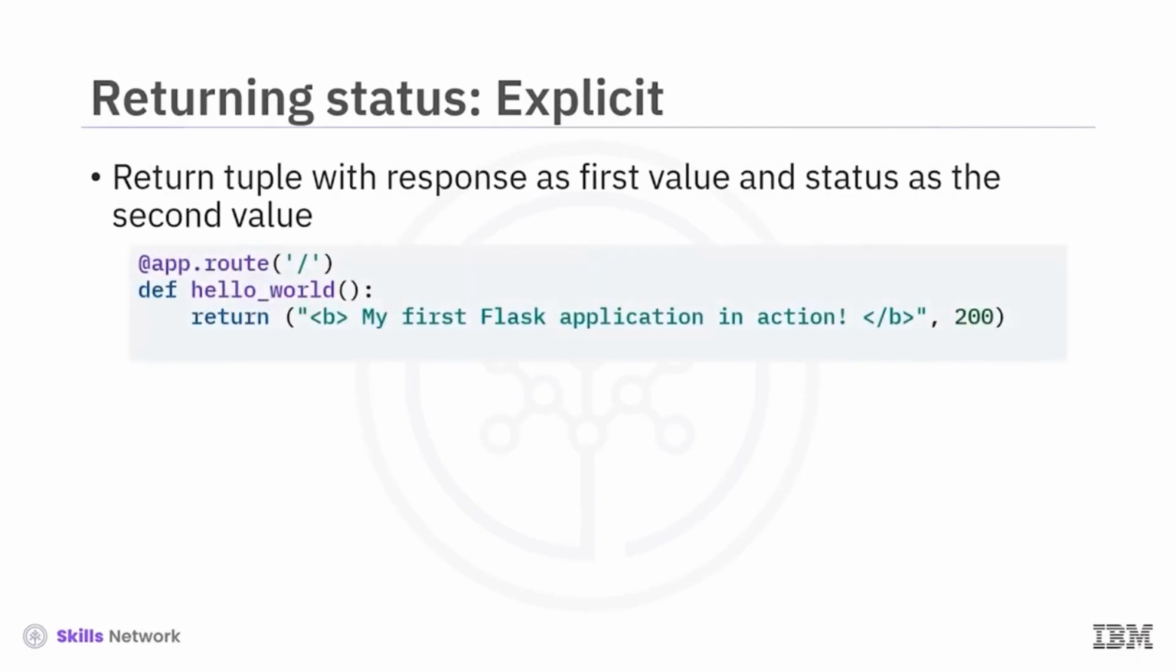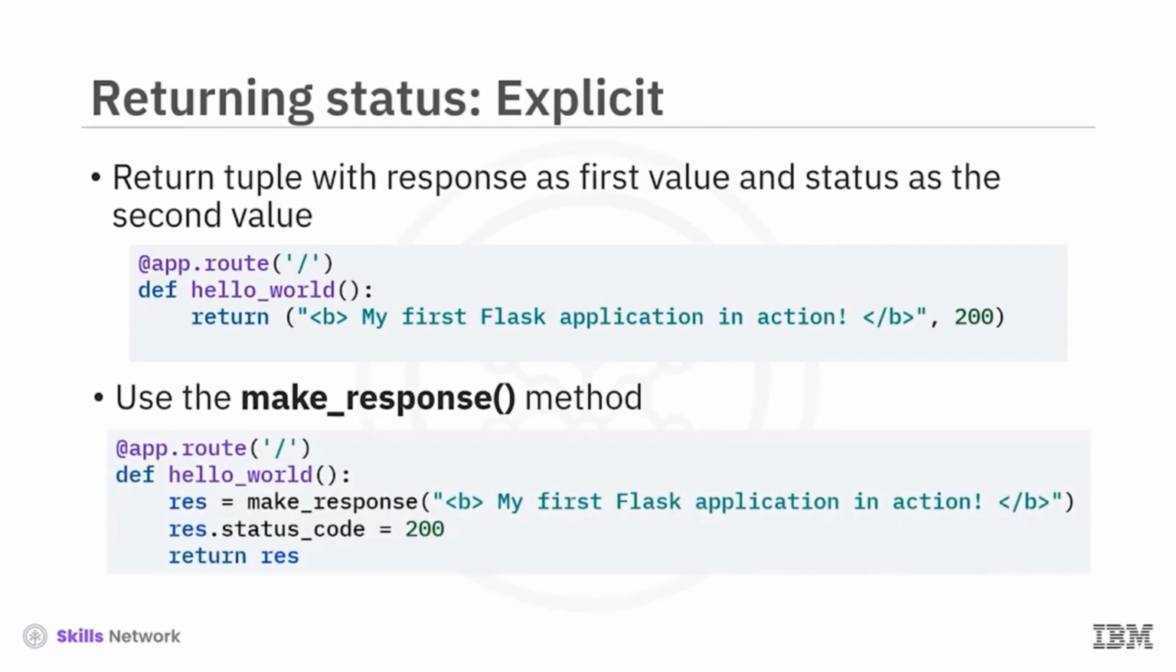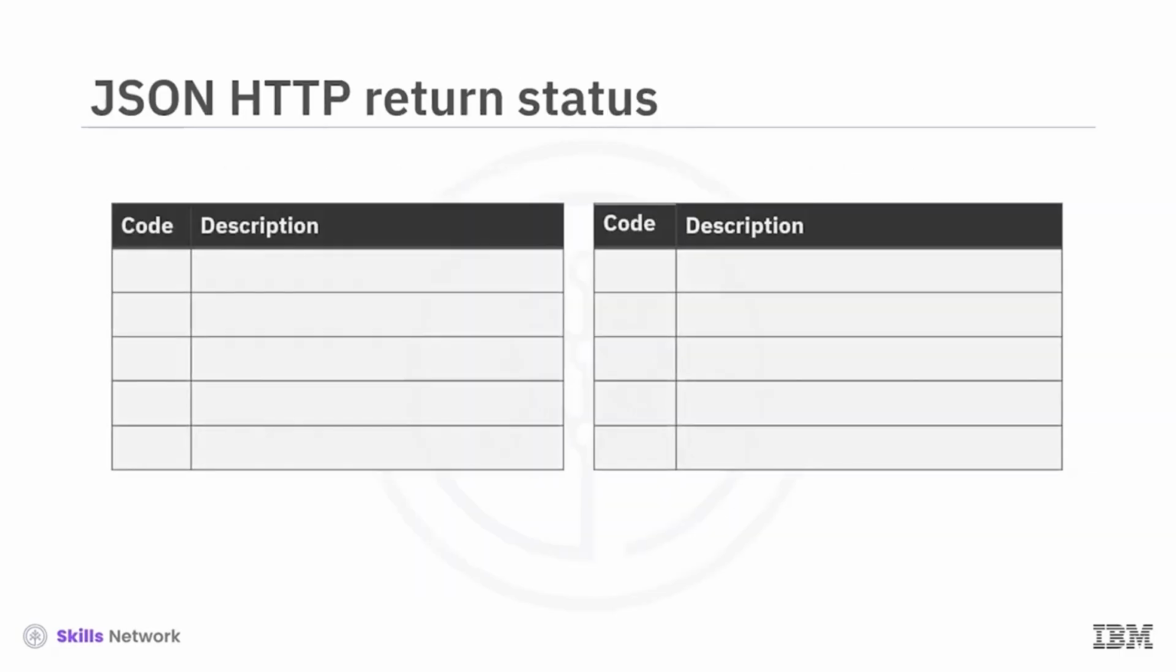In the code, you send back an HTML response of "My first application in action" with the status code of 200. You can also use the makeResponse method to explicitly set the status code. This code returns the same HTML message and HTTP status code of 200 as the previous code, but here you use the makeResponse method. Let's look at a few more examples of codes you might use in this course.